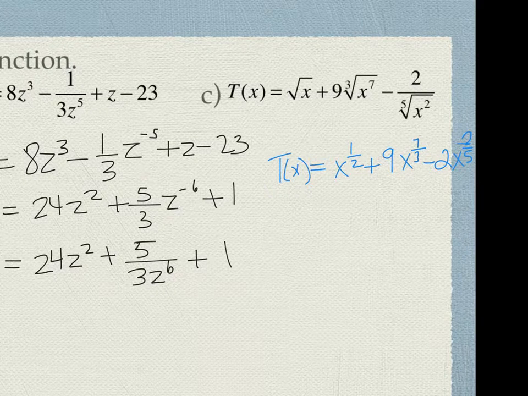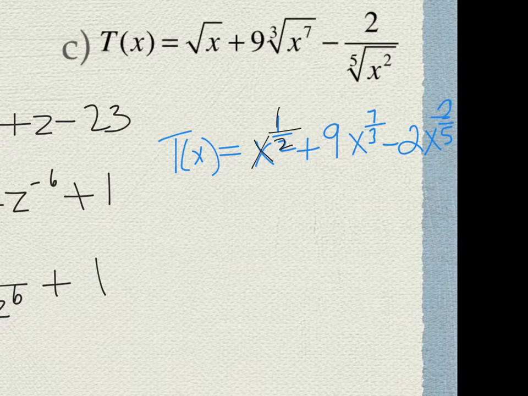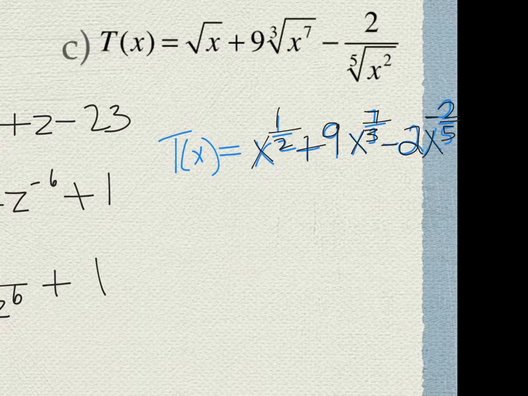So it's always the number that's inside that is the power, and the index, the number like the cube root or the fifth root, is the denominator. I know it's hard to read there, so I'll maybe make it bigger, and maybe I should write it in black. It's not really easy to read. This will probably make it much easier. 9x to the 7/3 minus 2x to the negative 2/5. It's negative because it was in the denominator.